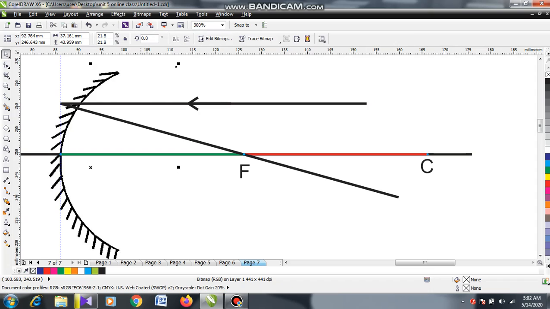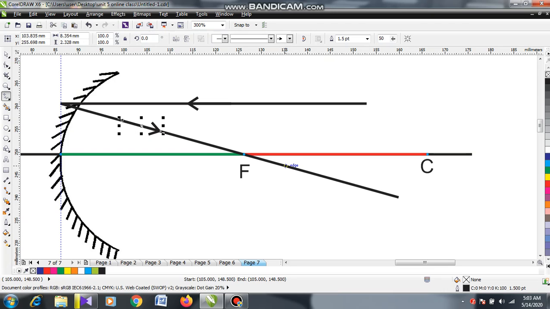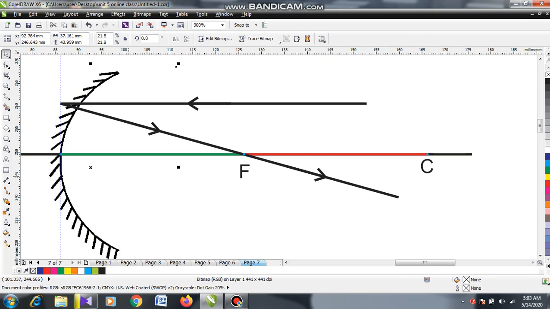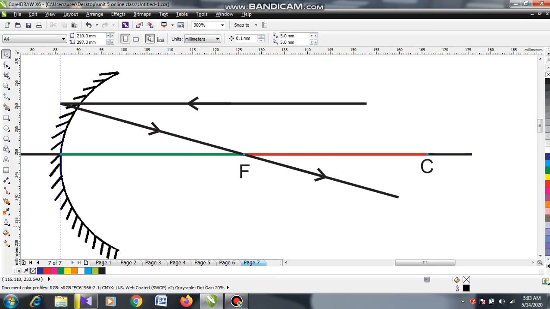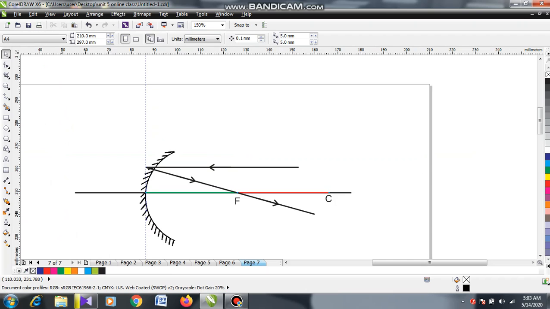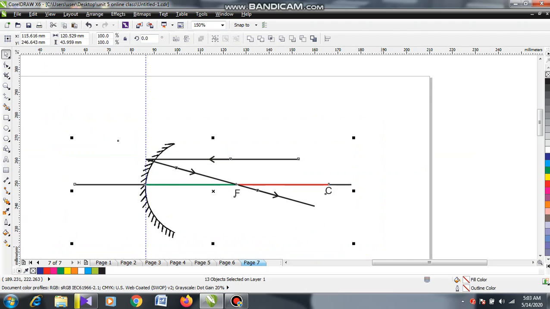So that is the outcome. If you send a light ray parallel to the principal axis, it will be reflected through the focal point. You have to draw this diagram. I'm going to draw another diagram in a similar pattern.